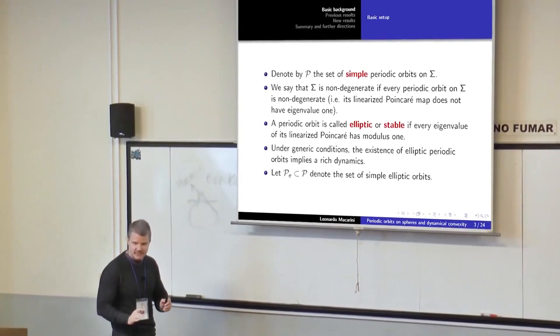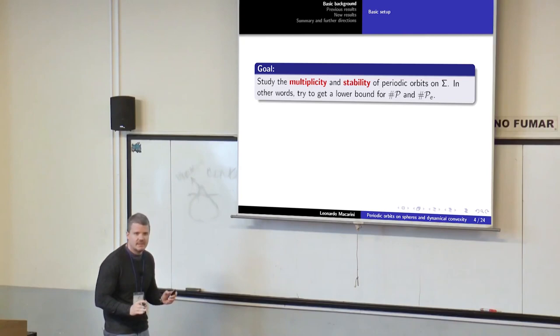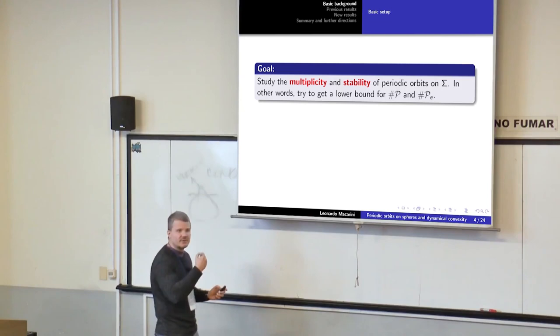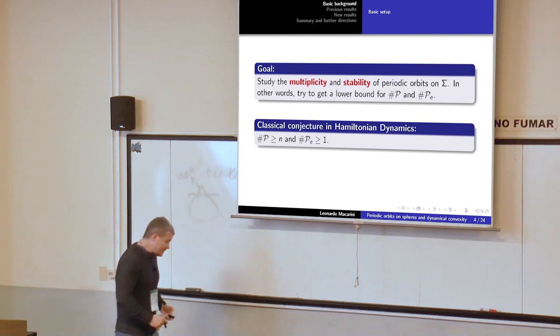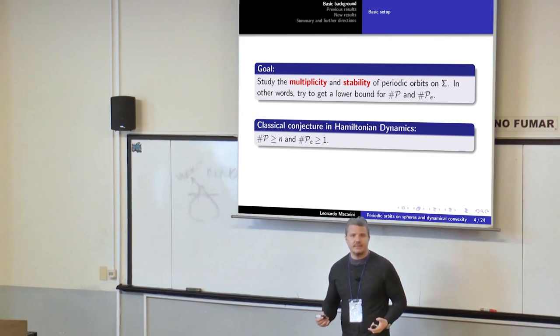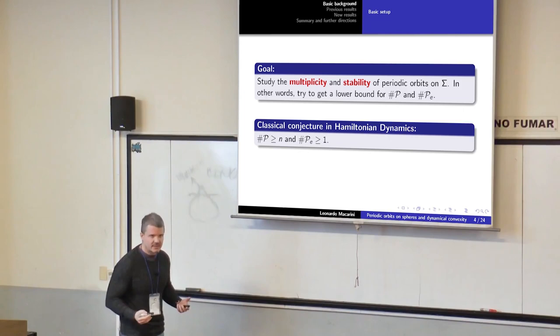And the goal of this talk is to study the multiplicity and stability of periodic orbits on sigma. In other words, we want to get a lower bound for the cardinality of P and PE. This is the goal of the talk. And there is a classical conjecture in Hamiltonian dynamics, I think it goes back to Poincaré, that states that you have at least n simple periodic orbits on any sigma, and at least one elliptic periodic orbit. This is a classical conjecture.